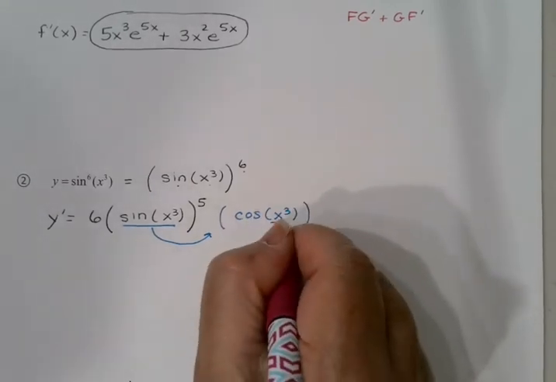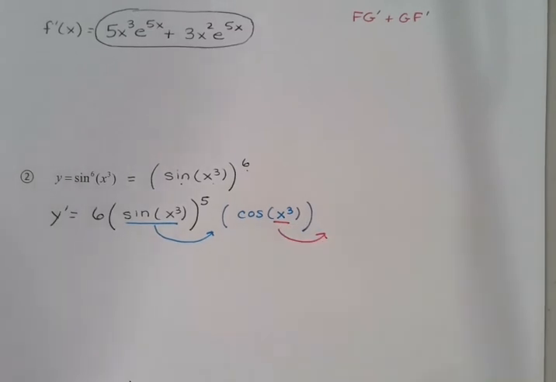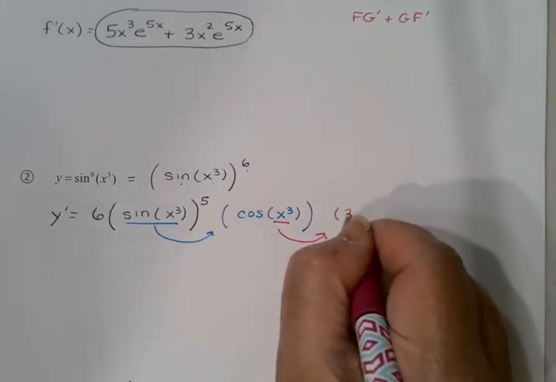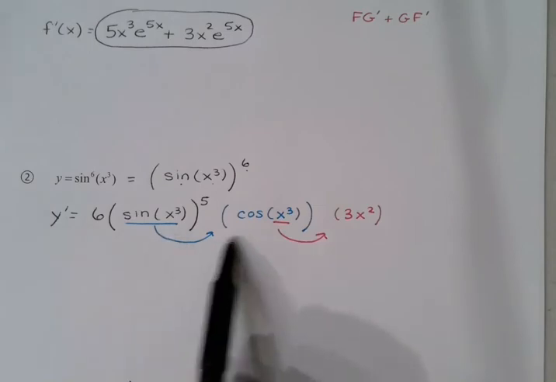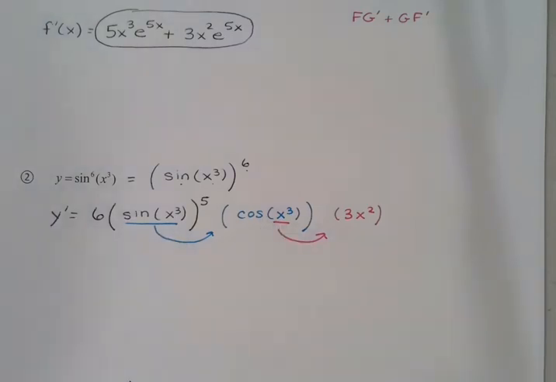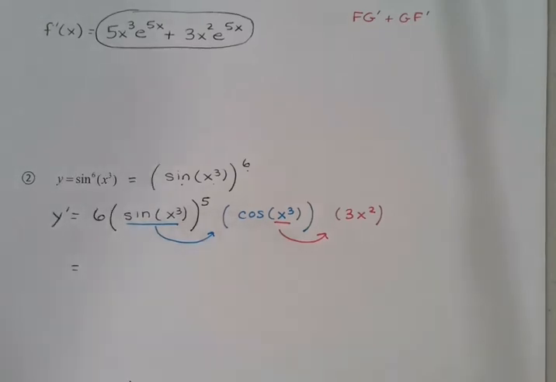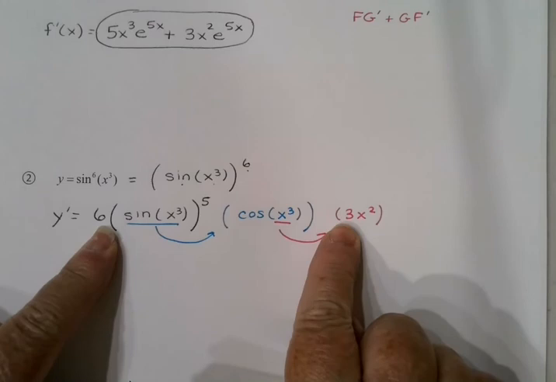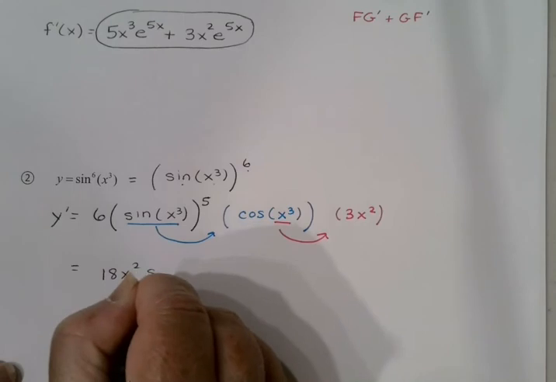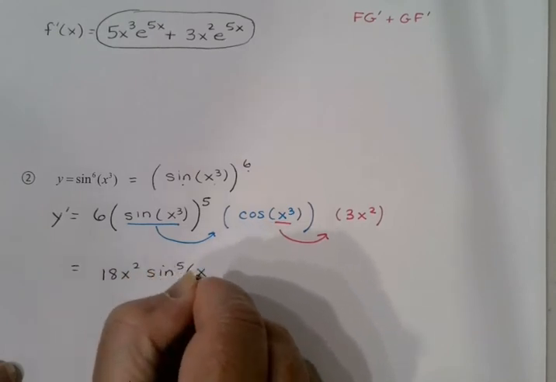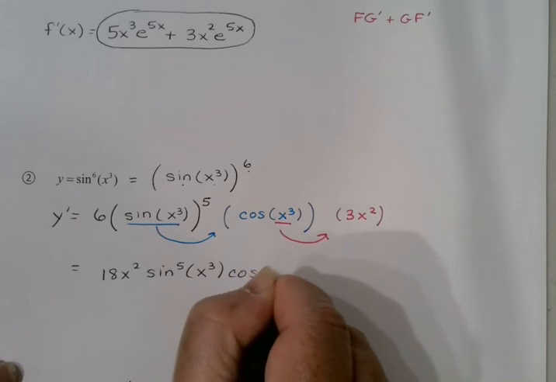But there's yet another inner function. The derivative of x cubed is 3x squared. And you might perhaps be starting to see why the chain rule gets its name. You have this sort of chaining action as you keep on pulling out derivatives as there are deeper and deeper layers of inner functions. All right. The only thing I can really do to simplify this would be to multiply these together. So 18x squared, sine to the 5th of x cubed, cosine of x cubed.